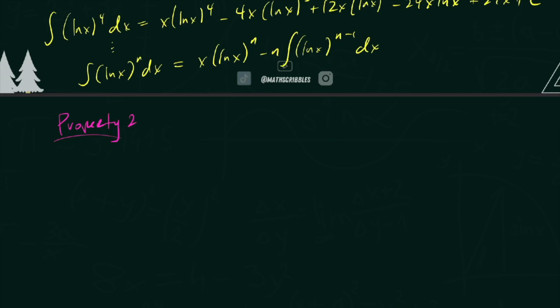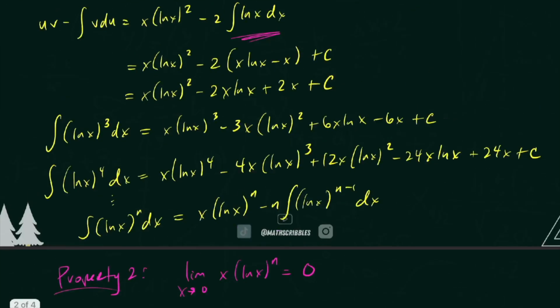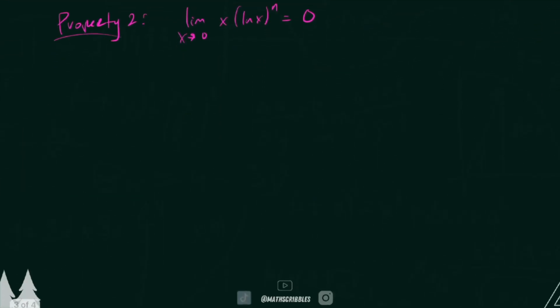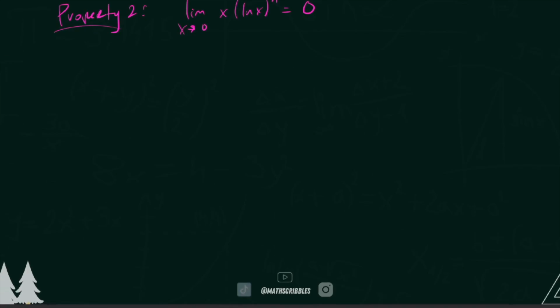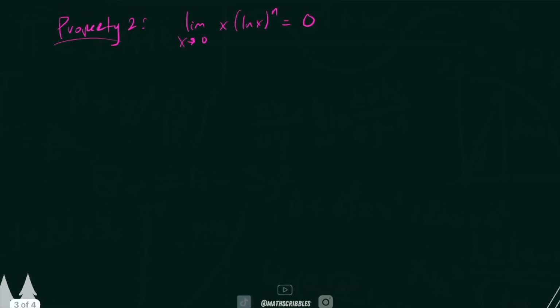Okay, we have the second property, and that is that the limit as x approaches 0 of some value x times natural log of x raised to the power of n is going to equal 0. I would highly encourage you to actually prove this property and see that this is true. The reason why we're doing this is because we're going to continue and now take the definite integral of the values that we found.